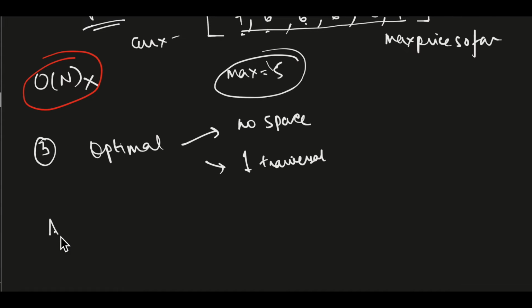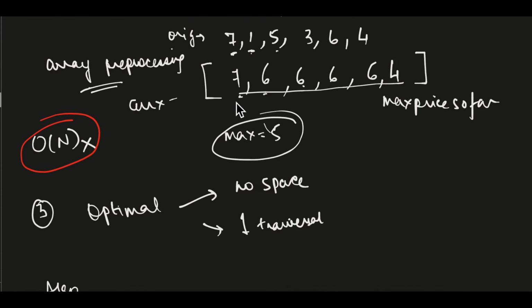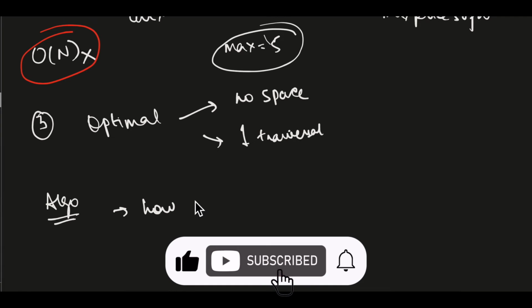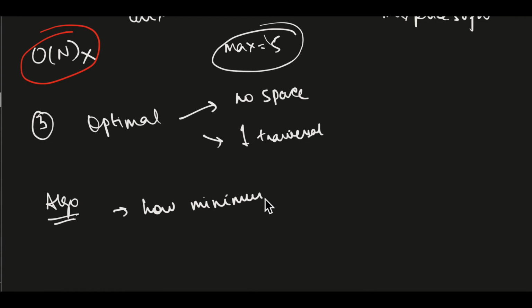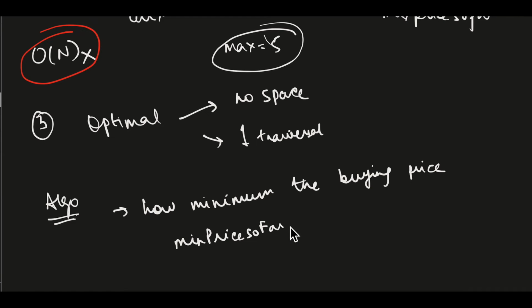So what will be the algorithm for this? If I have to do it in one single traversal, I'll just do a reverse concept of this. In the auxiliary array, we were tracking how far the price could go up. Now what we will do is track how minimum the buying price can be, or I can say the minimum price so far. This is going to be the new variable that we will use while traversing, which we are going to populate just to track the minimum price so far.